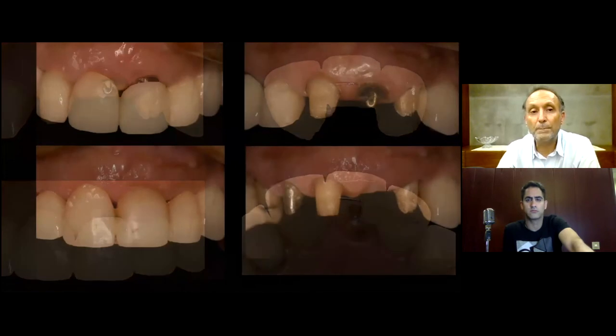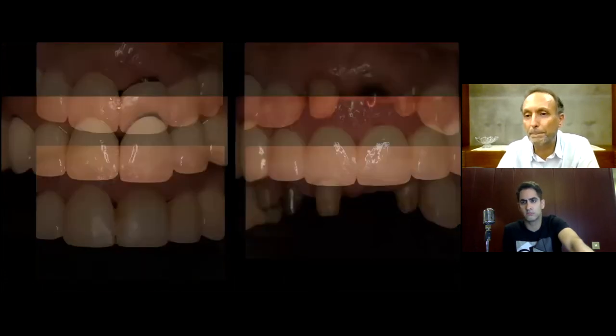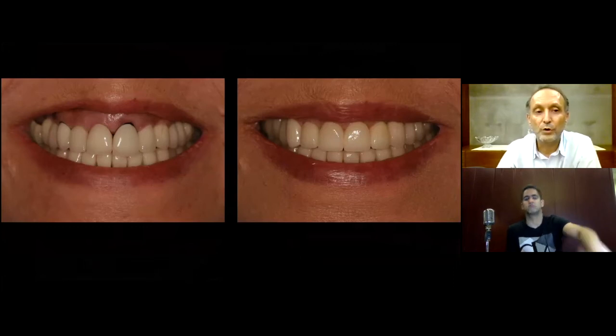And look what happened. We erupted to extract, but we leveled the gingiva and the bone to a perfect situation for a bridge. As you can see, the patient's smile was saved without doing any type of surgery. So we did do a site development.